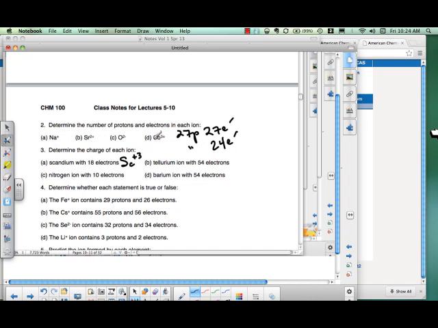Or you can begin the thinking that you need to have, and that is you're looking at the periodic table, you see that it's a metal. Scandium is one of the transition metals that's predictable. It has 3 valence electrons, it loses those 3, so it's going to be a plus 3.